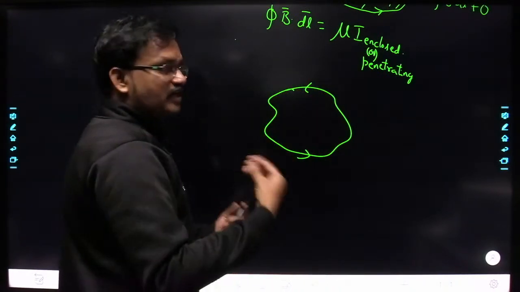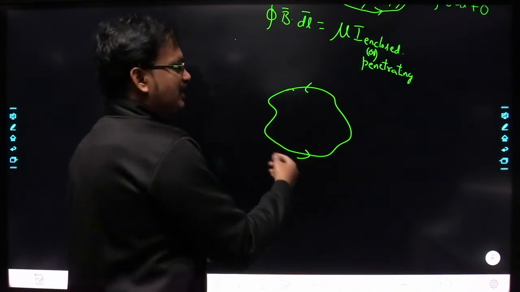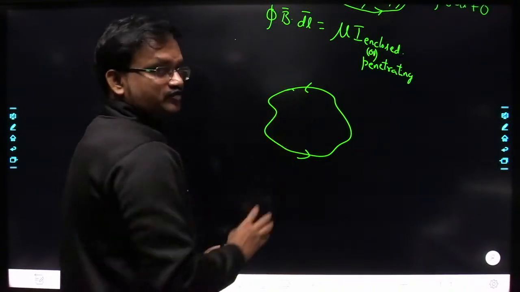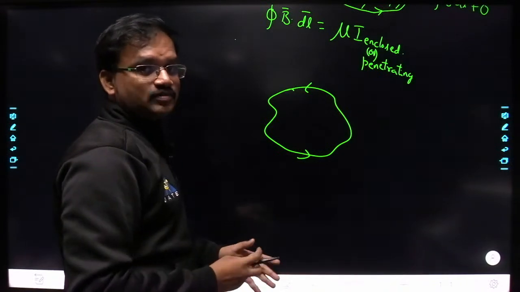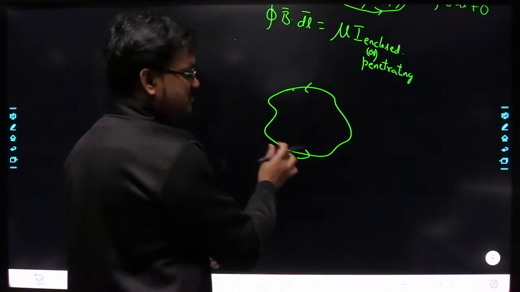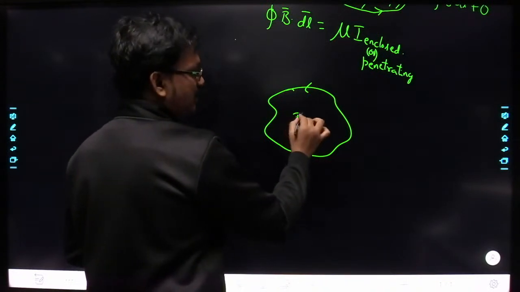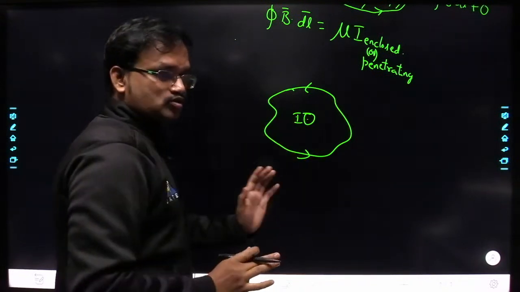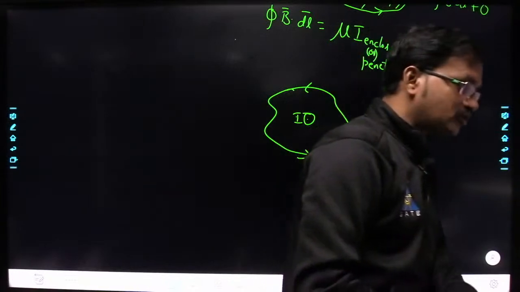Okay. So if any B field is aligned around this closed loop, there must be a source of that B field inside the closed loop. The source of that B field is nothing but current. So this loop must enclose some current. Then only you are going to have the circulation of B field around this closed loop. So that's what I am saying. Understood?